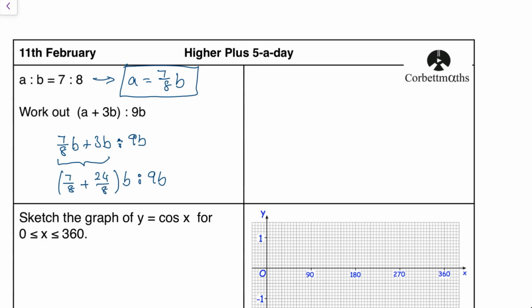Now, because I can simplify ratios by dividing both sides by the same number, I can get rid of the B, in other words, cancel out the B. 24 eighths plus 7 eighths is going to give me 31 eighths, and so that's going to simplify down to 31 eighths to 9, and that's going to give me 31 to 72. Bang. Really well presented question. I really like that question. Well done if you got that question.